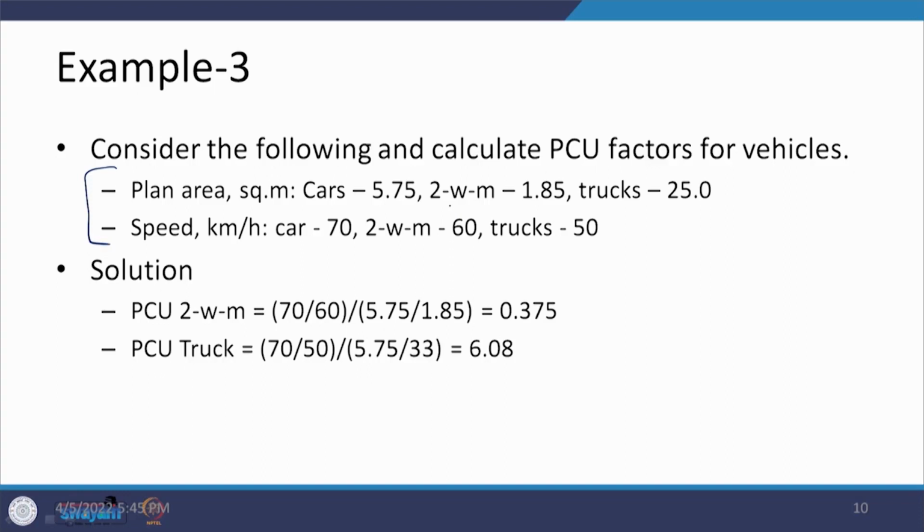Now, two vehicles are there for which these PCU factors have to be found out. One is two wheeler motorized, another one is truck, and obviously we are going to compare it with car. So, the data of car is also being given. So, the PCU for two wheeler motorized is going to be what? If you remember, what was the formula? It was the formula of a ratio of the speeds versus the ratio of the areas.